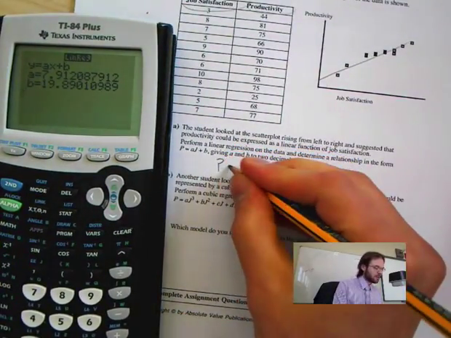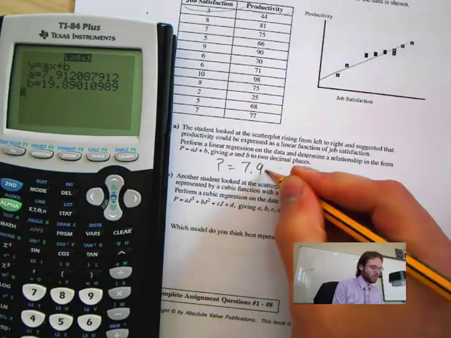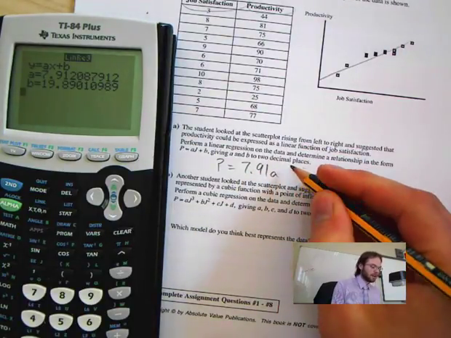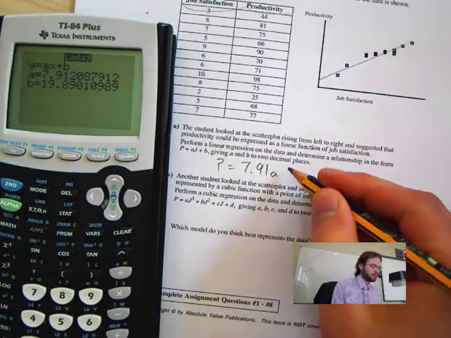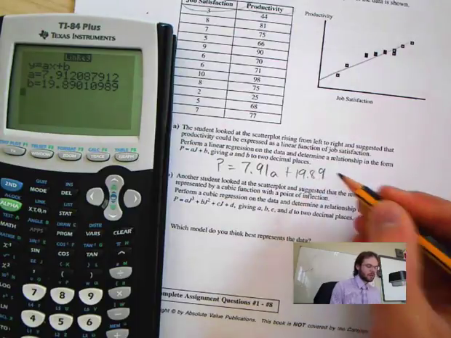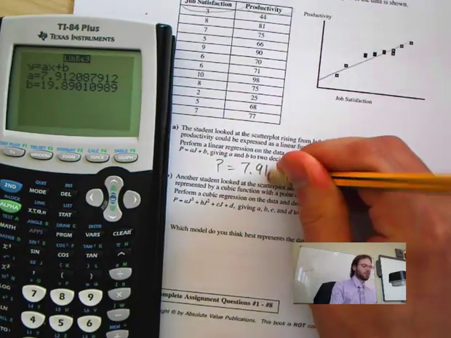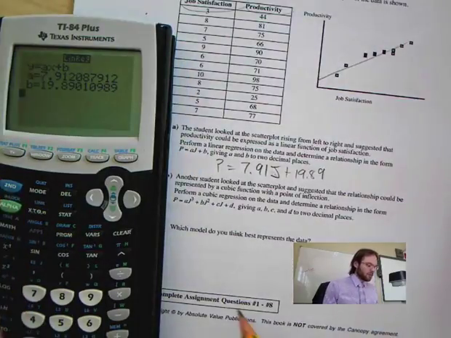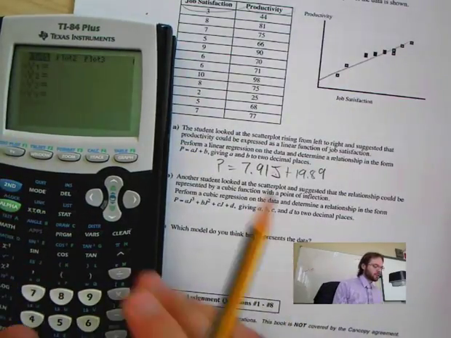We get P is equal to 7.91J plus 19.89. Well, that shouldn't be A, that should be J. Okay? Now, let's see what this looks like against the data.